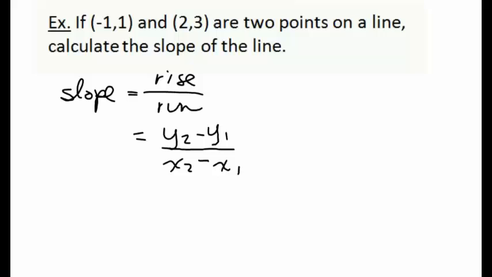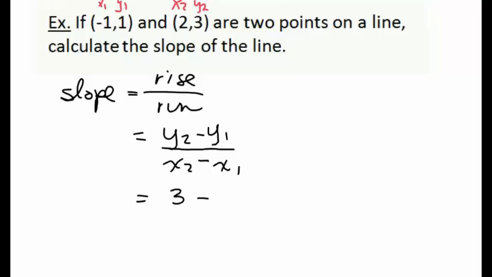So up at the top we could go ahead and label our points. So maybe we'll call negative 1 x1 and 1 y1. 2 we could call x2 and 3 we could call y2. And now we can go ahead and just make direct substitution.